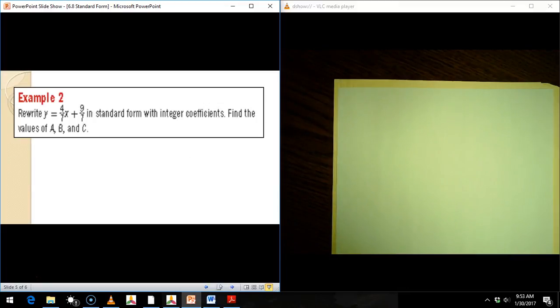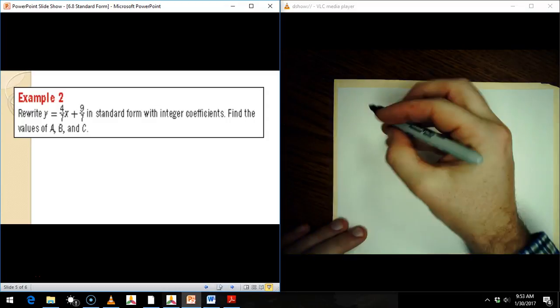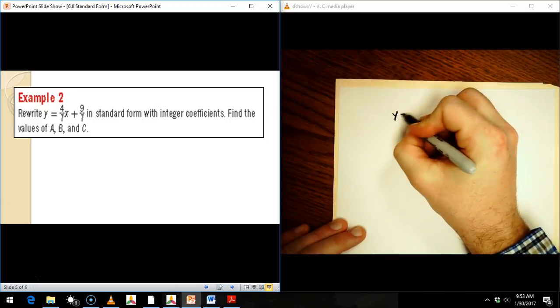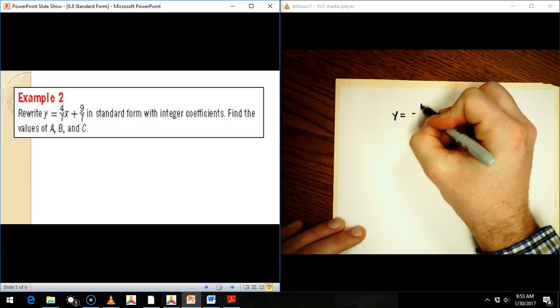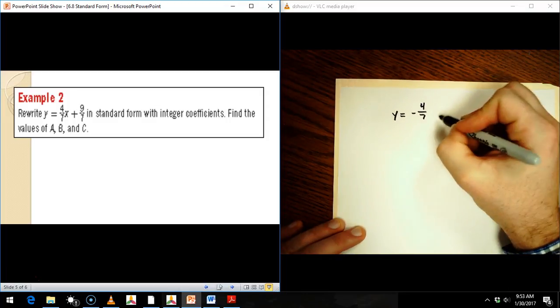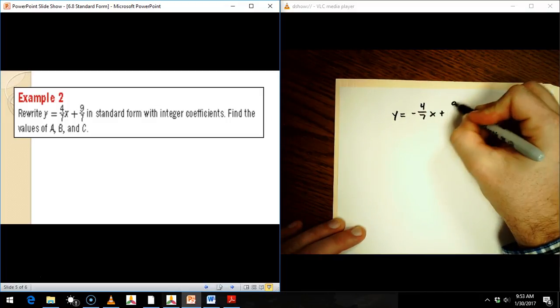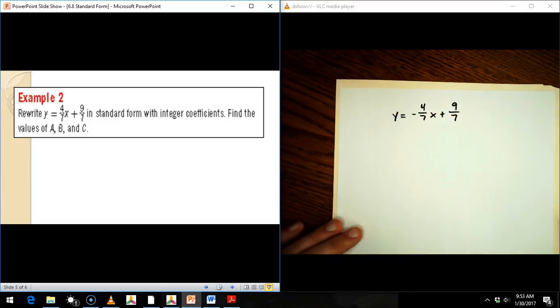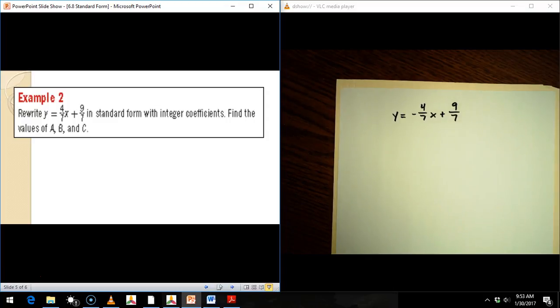So let's take a look at example 2, which involves rewriting y equals negative 4/7 x plus 9/7 in standard form with integer coefficients. So right now we have slope-intercept form where negative 4/7 is the slope, 9/7 is the y-intercept. And we have fractions, and we want integer coefficients. And then we're going to identify the values of a, b, and c.